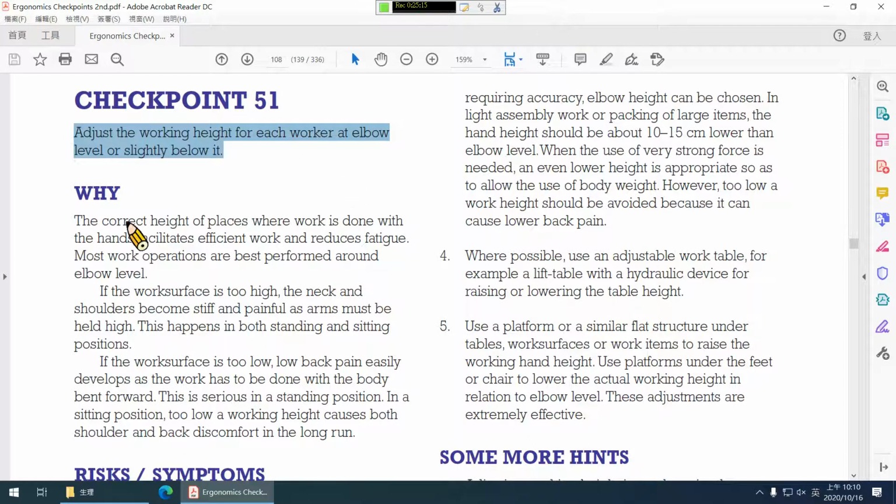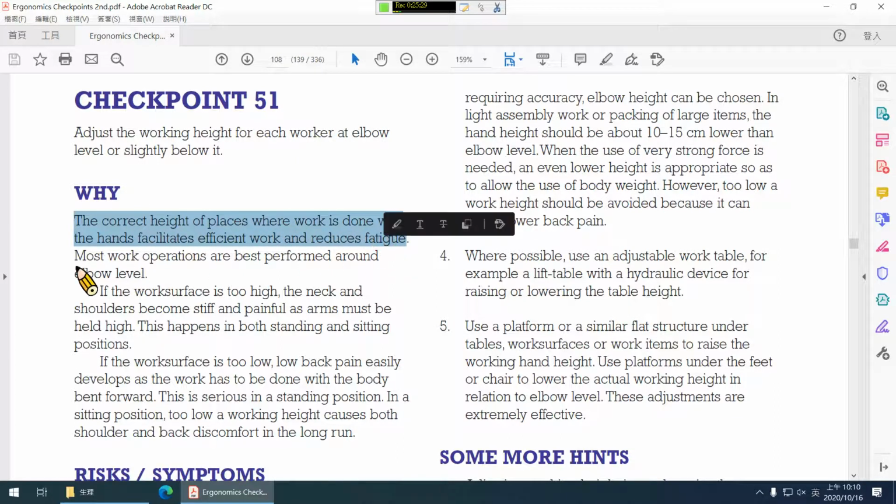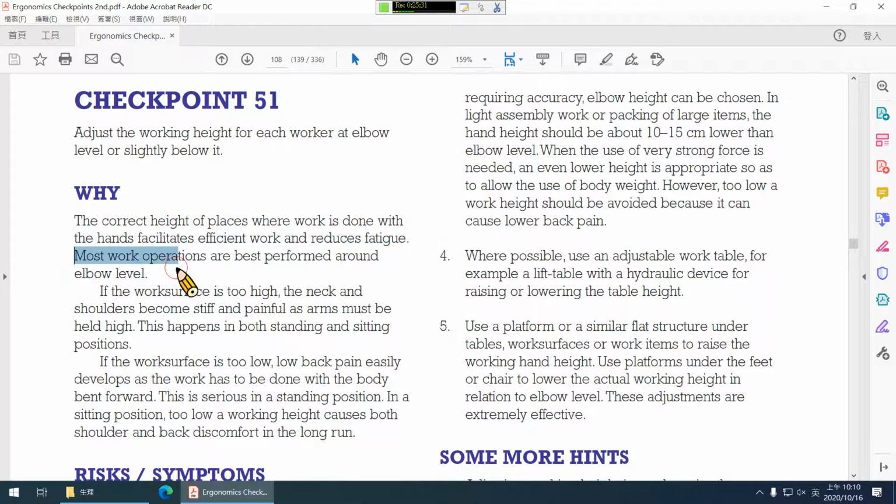Let's look at whether it tells you why. The correct height of places where work is done with hands facilitates efficient work and reduces fatigue. Most work operations are best performed around elbow level. That's what it says. Is that true? Can we find a proof?